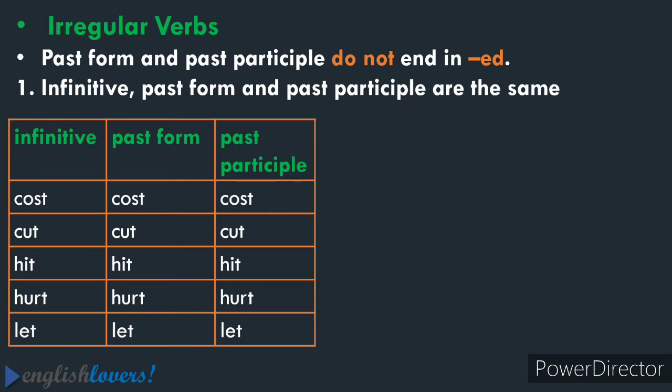Here R is silent. Let, let, let. What does it mean when we say let? Let means allow the use of rooms or land in return for payment. So somebody lets the room.